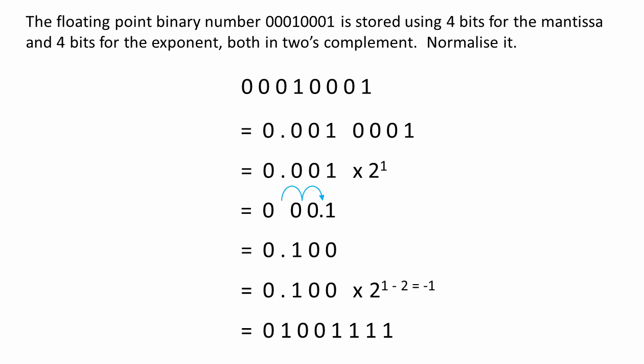And don't forget to express the new exponent in binary. Until you're confident with this method, it's probably wise to convert the normalised form and the un-normalised form back into denary to make sure that they are indeed alternative representations of the same number. You've seen this particular value before. It's 0.25.